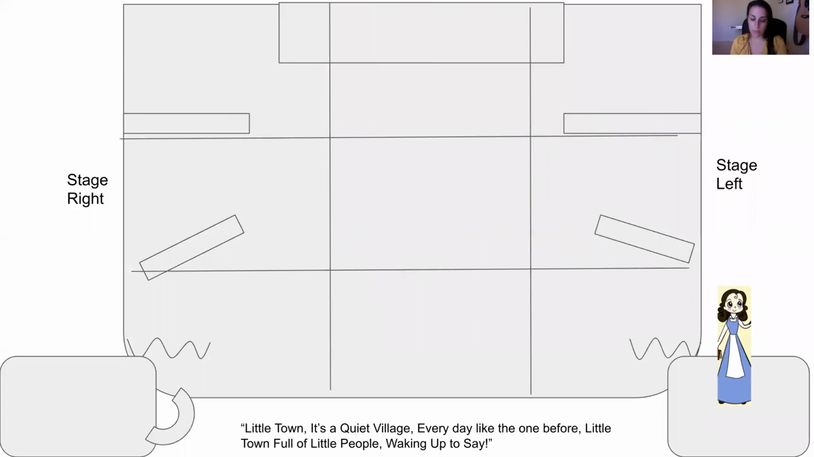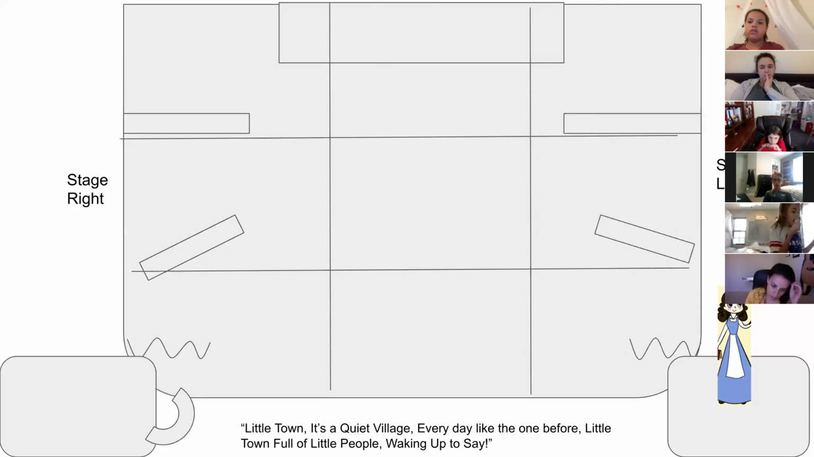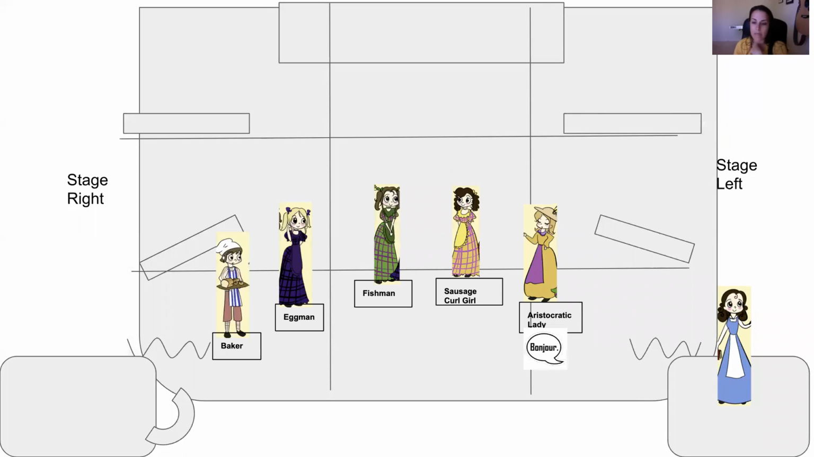So the prologue happens and the narrators run backstage. And then Belle shows up, the lights go up on balcony left, and we see her singing. On waking up to say is the cue for 5 people to move. Actually, if you come out on the little people, that would be even better. So you're walking out on the words waking up to say. 5 people are going to move: baker, eggman, fishman, sausage girl, and aristocratic lady. So if that's you, your cue is little people waking up, and you're going to be walking in these positions.